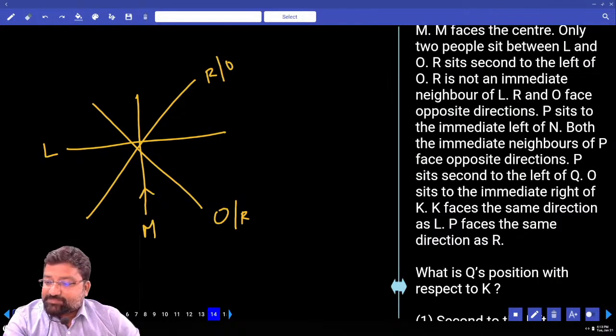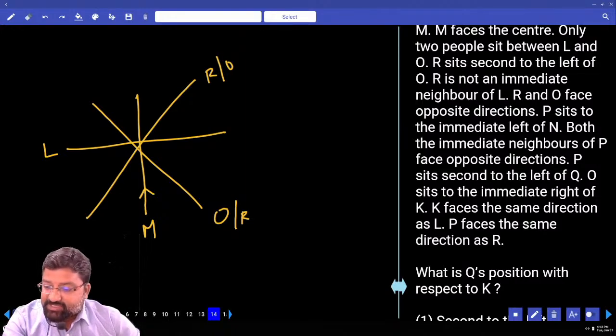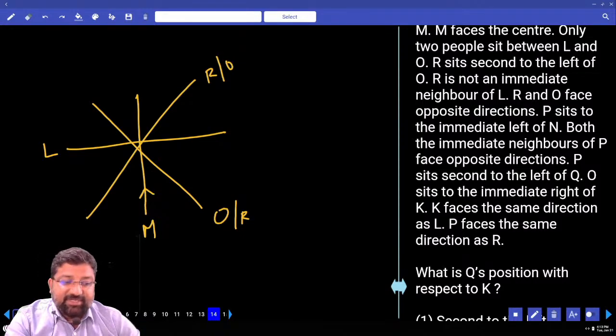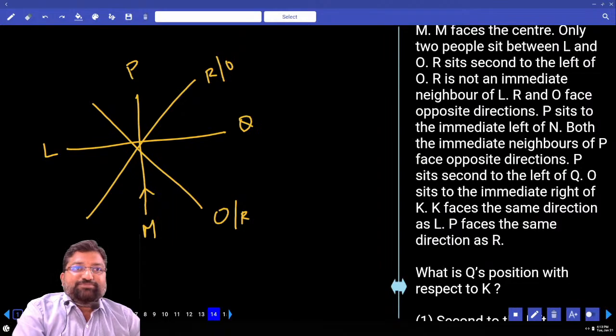Both immediate neighbors of P face opposite direction. P sits second to the left of Q. P sits second to the left of Q. What is this? P sits second to the left of Q means if this is P, maybe this is Q.